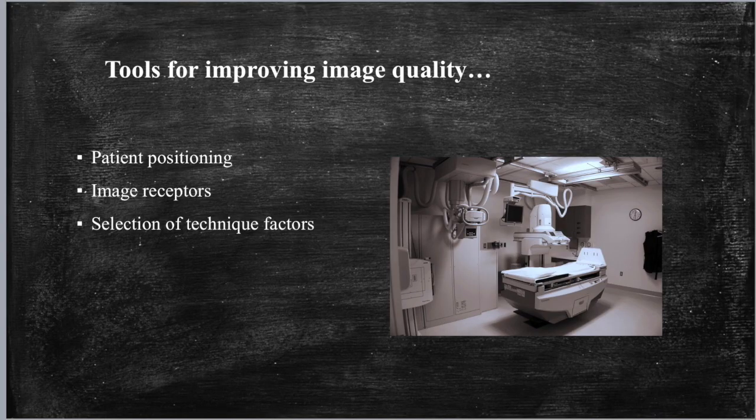Watching your patient and clear instructions are key to preventing motion blur. The tools for improving image quality are proper patient positioning, the selection of proper image receptors, and using correct radiographic technique. Each of these individuals must be used properly. If one changes, then another must be compensated.